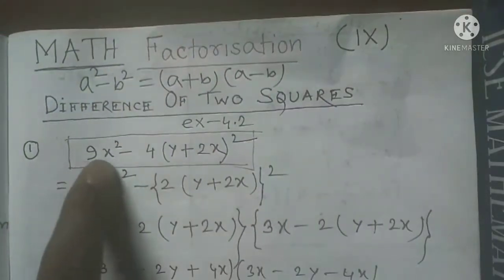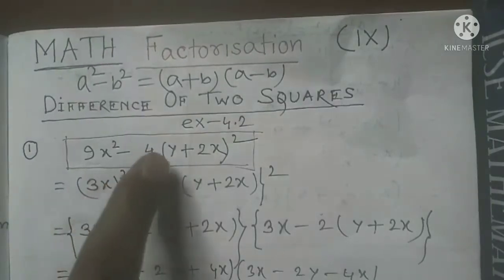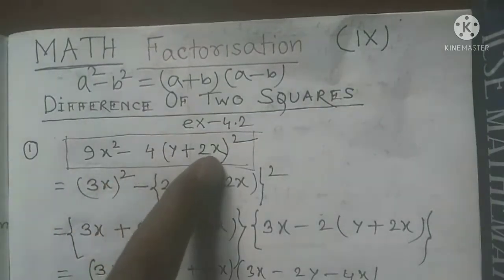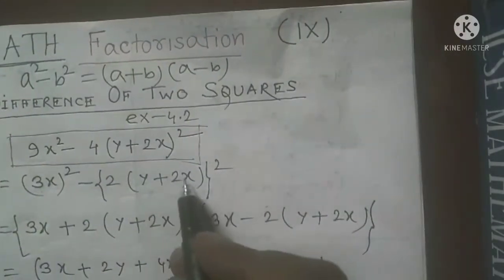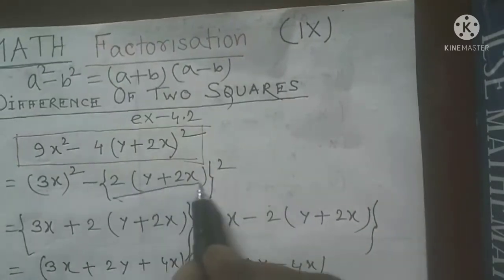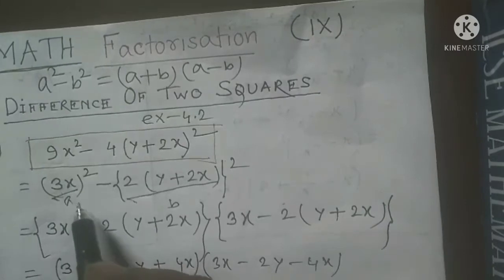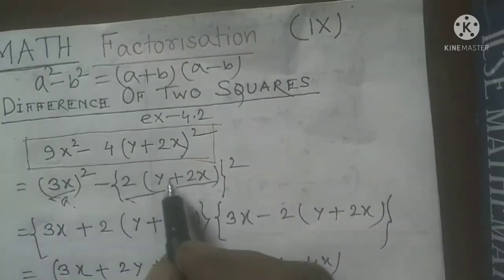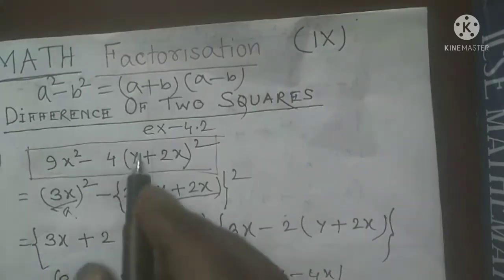So that's why 9x square, we can write 3x whole square, and here is 2, and y plus 2x whole square. So you can write 2 bracket y plus 2x whole square, right? This is total b and this is total a. 3x means a, and 2 bracket y plus 2x means b. So my dear, you have to apply this formula.